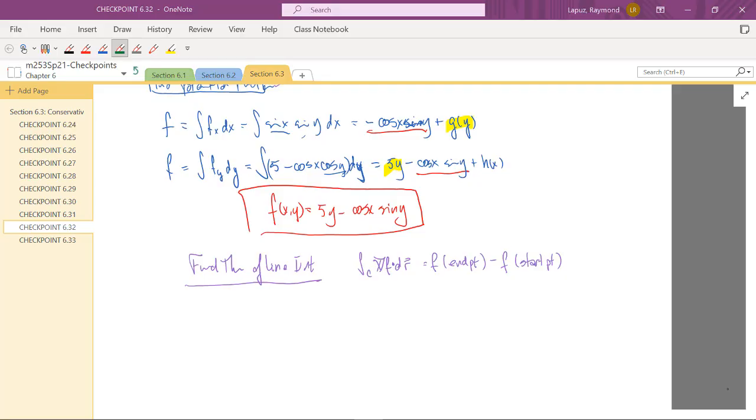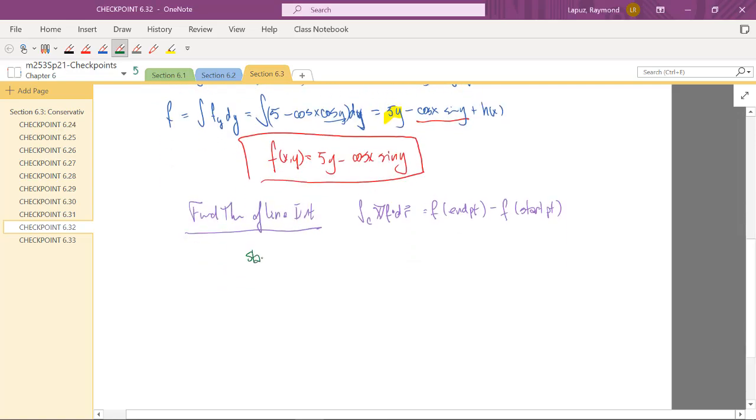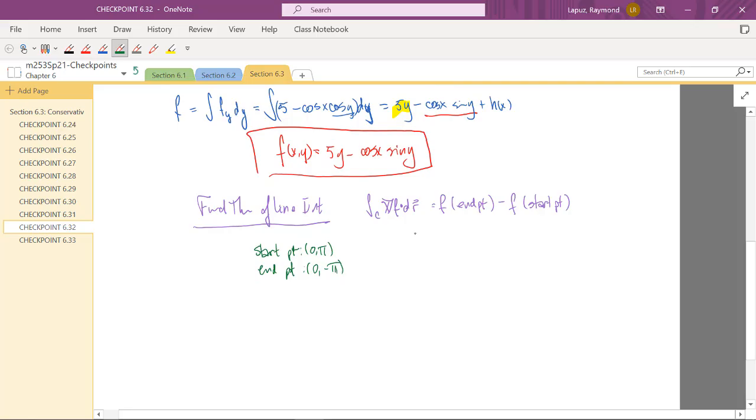From here, let's remember that the start point is 0 comma pi, and the end point is 0 comma negative pi. Therefore, the integral here is going to be the function evaluated at the end point first, which is going to be 5 times negative pi minus cosine of 0 sine of negative pi, minus the function evaluated at the start point, which is 5 times pi minus cosine of 0 sine of pi.